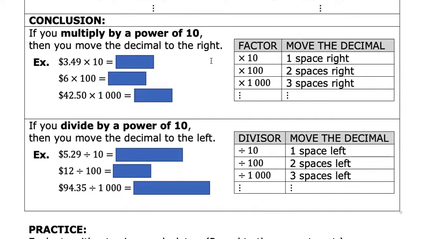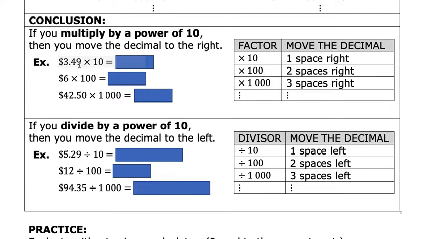In conclusion, if you multiply by a power of 10, then you move the decimal to the right. The way that we do this is, for 10 we move the decimal 1 space right, for 100 it's 2 spaces right, and for 1000 it's 3 spaces right. Look at the number of zeros and that tells you the number of spaces that you need to move.